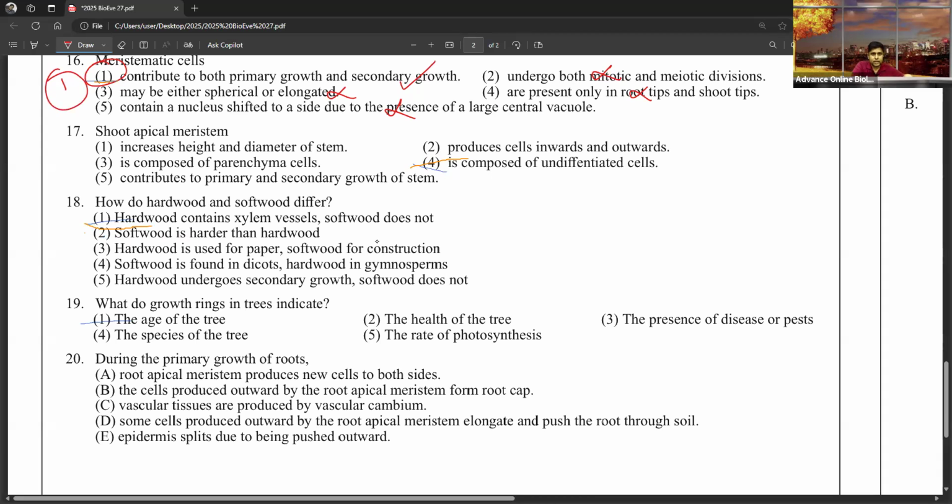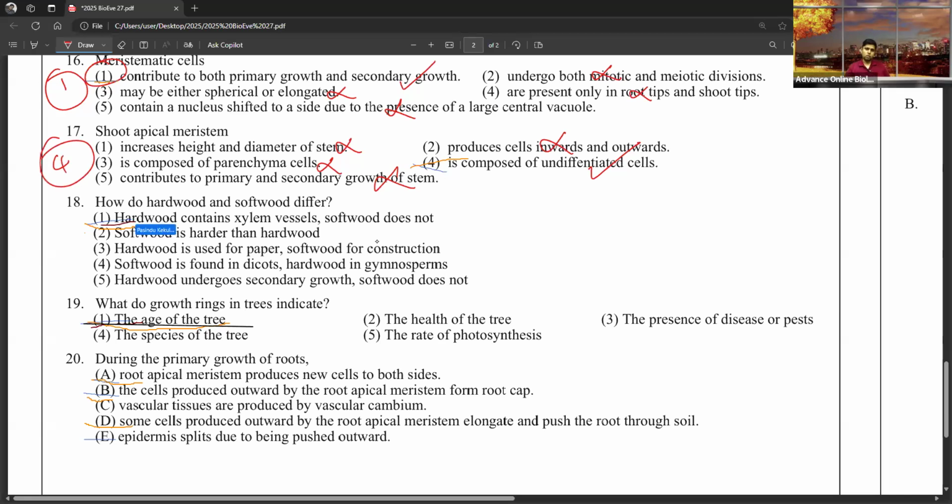Question number 17, shoot apical meristem. Increase height and the diameter of the stem? Wrong. Just increase the height. Produce cells inward and outward? No, inward only. Produce parenchyma cells? No, it's actually producing some primary meristems. Composed of undifferentiated cells. Contribute to primary and secondary growth? Primary only. Fourth one.